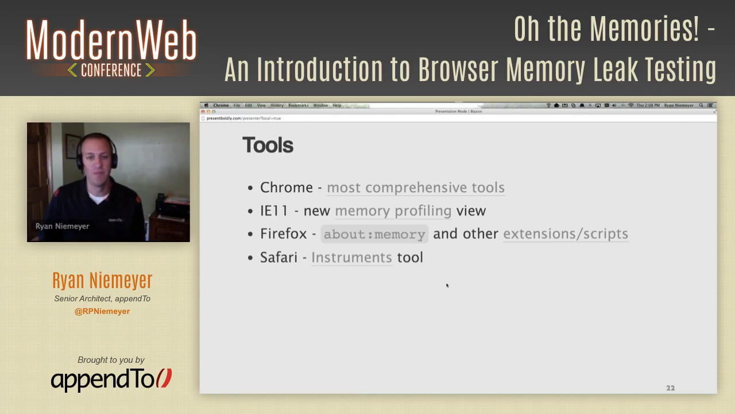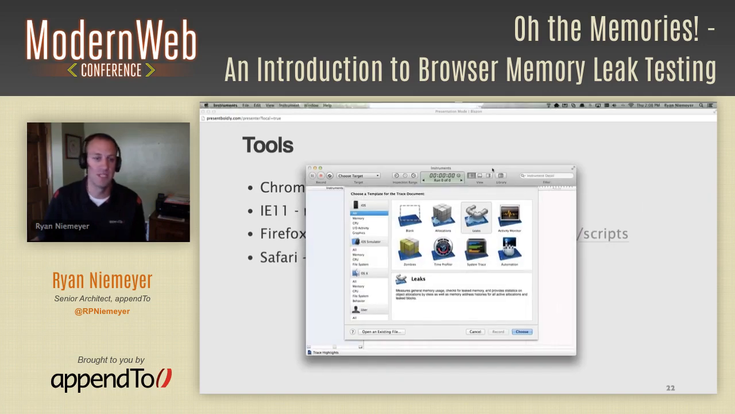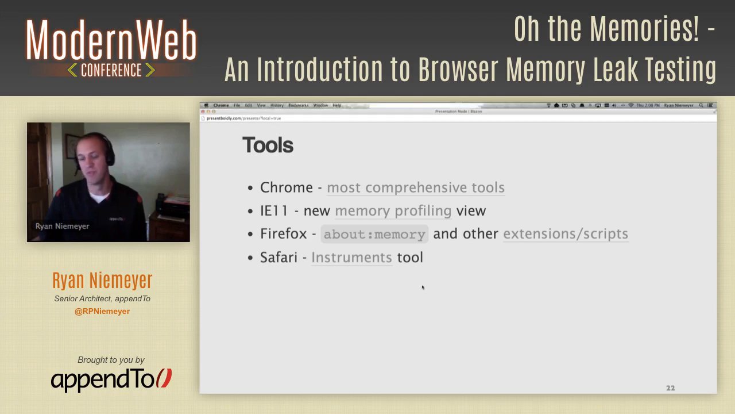Safari doesn't have a built-in tool to do it at this point, but they do suggest using the Instruments dev tool in Mac OS X. And here's how that looks. There's a template for leaks. You can actually attach it to the Safari browser or an iOS simulator or even an OS X application, and it can give you things like a heap dump, although it's much further away from the JavaScript, so it's a lot harder to interpret.